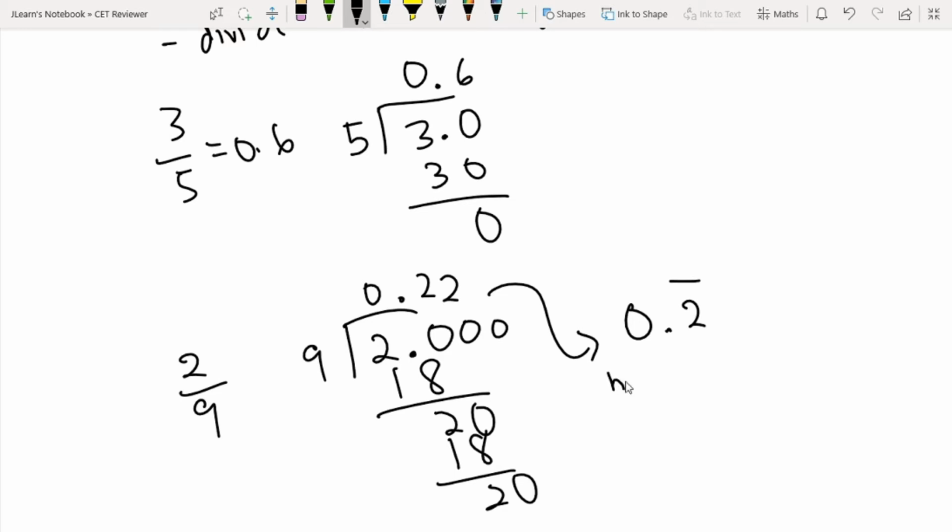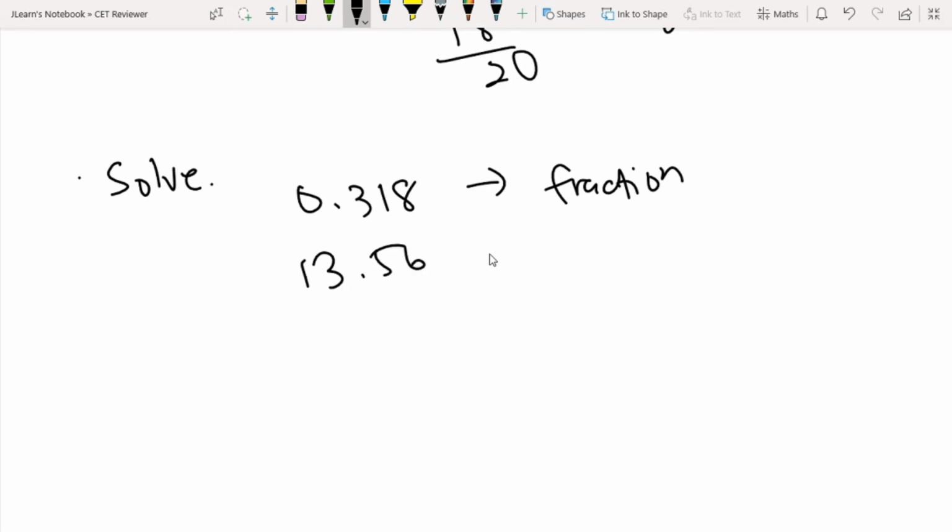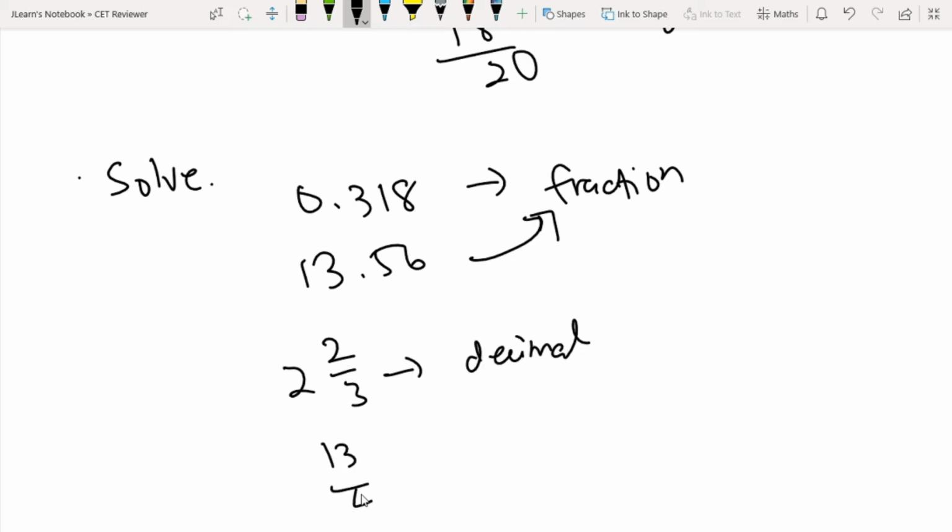So this is what we call again a non-terminating decimal. Okay? So ganun lang. So try converting 0.318 into a fraction. And then also try 13.56 into a fraction. Then also try changing 2 and 2/3 into a decimal. And 13 over 4 also to a decimal. Okay?